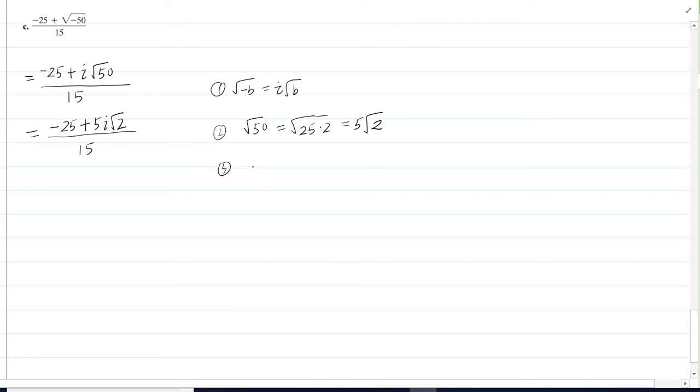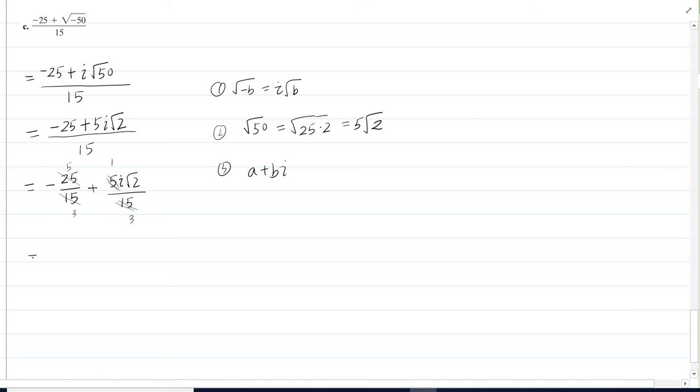Step 3, we want to write the form a plus bi. We write a real number in front. Since it's a fraction, what I'm going to do is separate it. That will be -25 over 15, then plus 5i square root of 2 over 15. In this case, we can simplify a little bit further because we know 25 and 15 both have 5, so that will be 5 over 3. Same thing here, 5 and 15. So we can simplify this, okay, let's do double line, 1 over 3.